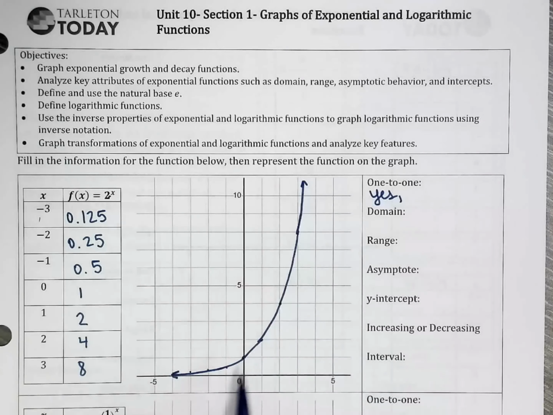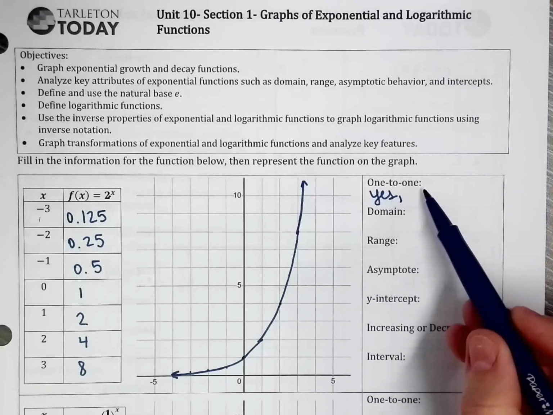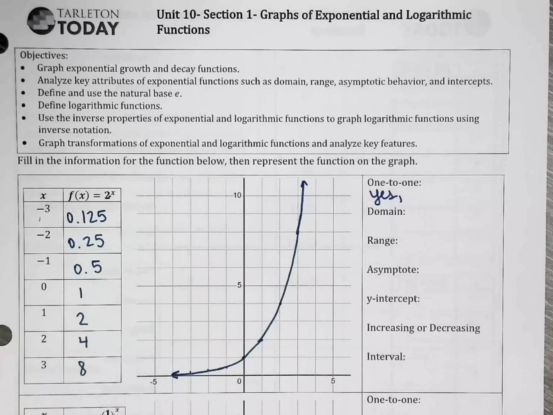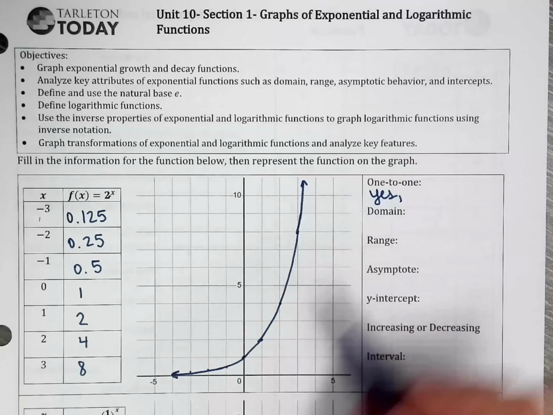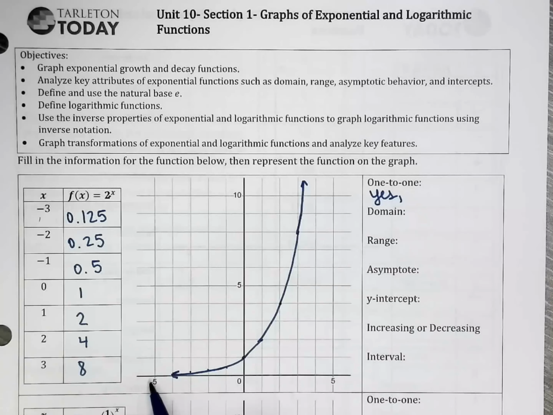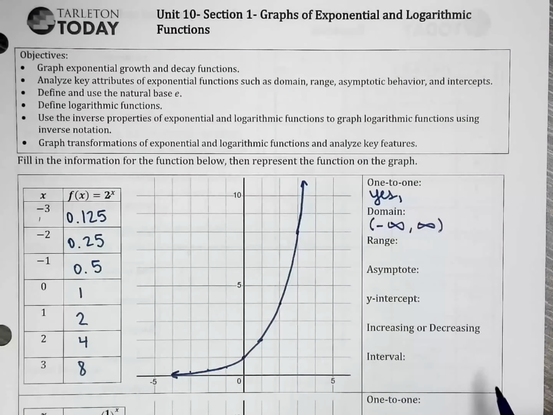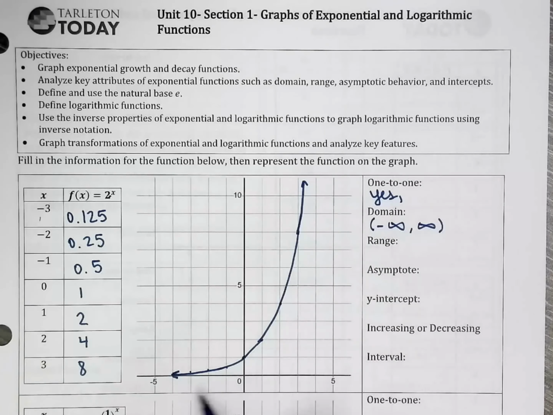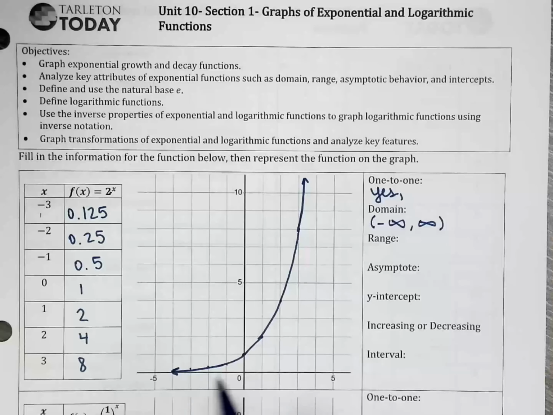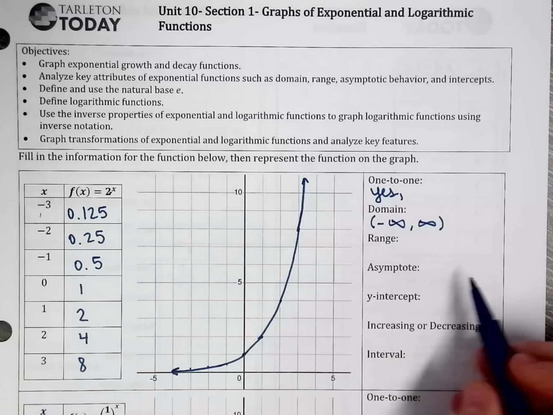So y doesn't repeat. And this is important to find out whether or not this is invertible or not, or if this has an inverse function. But then we're going to talk about this later on in the lesson. Domain is x, so x is everything from -infinity to +infinity. No restrictions there. Range is everything from 0 all the way up to +infinity.